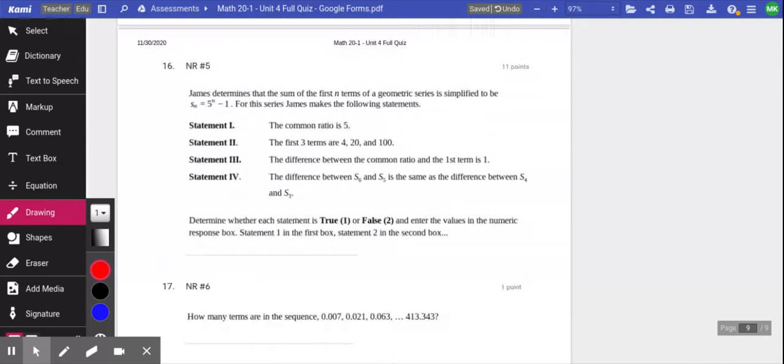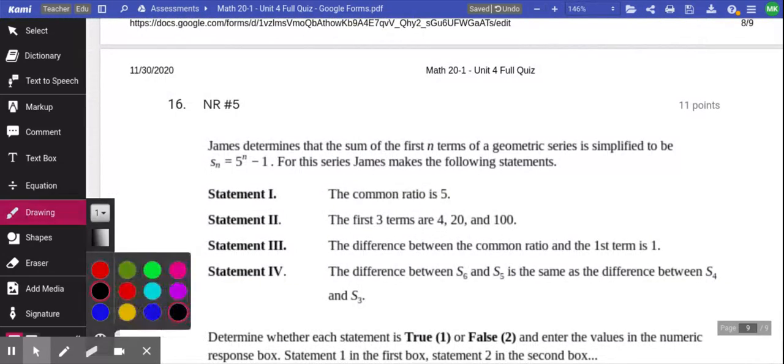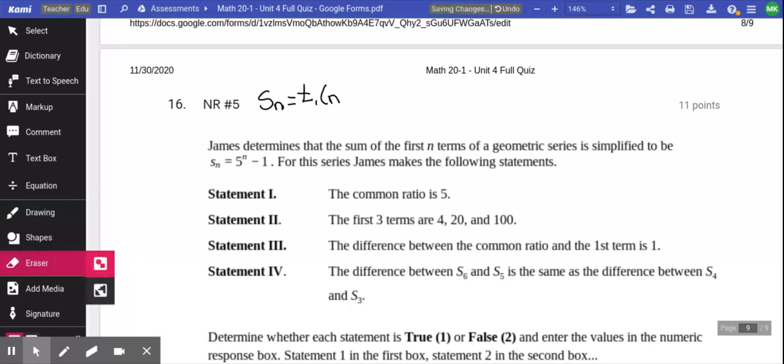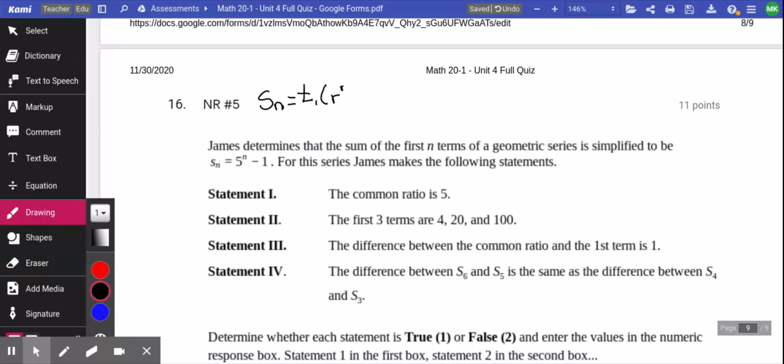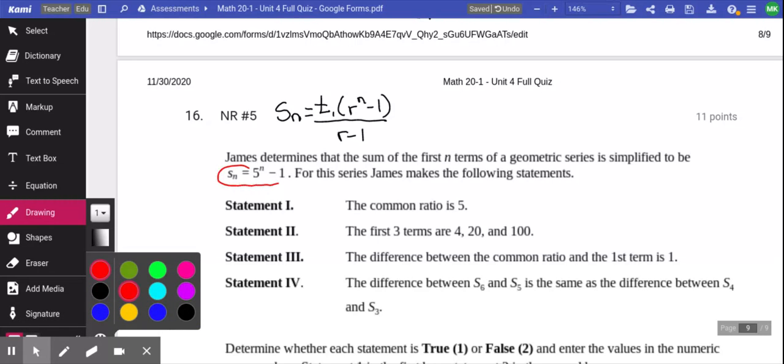So my formula with an exponent was S of n equals T of 1 times R to the n minus 1, over R minus 1. Somehow he took that formula and turned it into this thing.